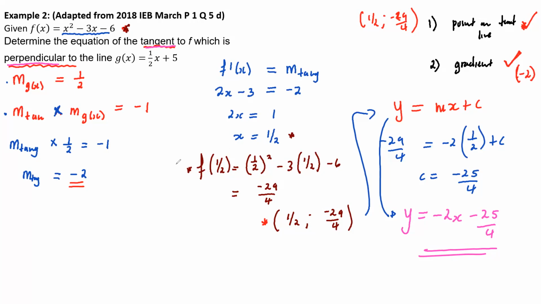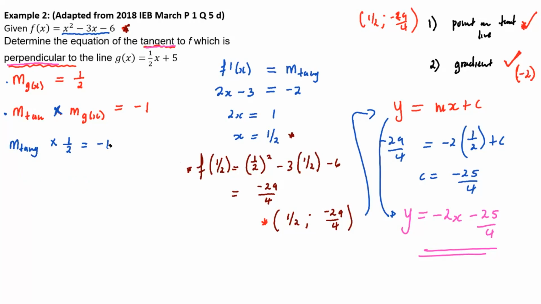Sir, can I ask a question in terms of the gradient of the tangent? How did you get the negative 2 from multiplying the tangent and the gradient of g of x? All right, perfect. So how did I get this negative 2? Let me explain.